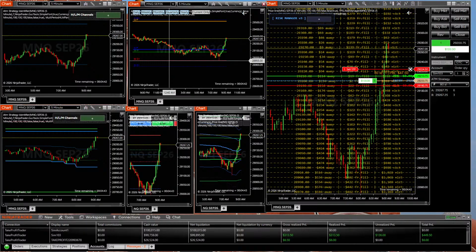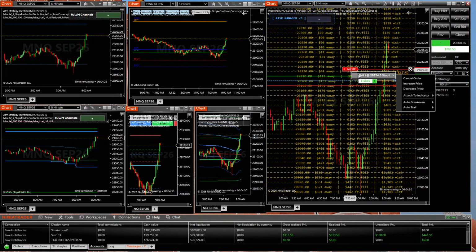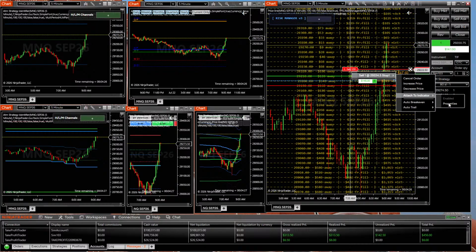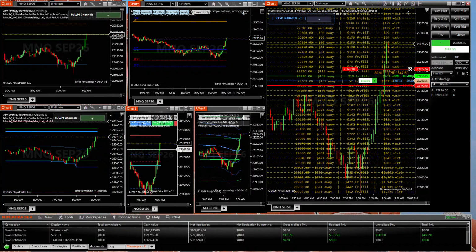Yeah, 29,300 is definitely the first target here. So I want it to really hold these 5-minute lows, right? I wonder if I could attach it to the 5-minute lows. Let's see if I can. I think it has to be an indicator. Yeah, price lines there. I like the Donchian as well. That's a great indicator to trail with. Definitely a good one to trail.